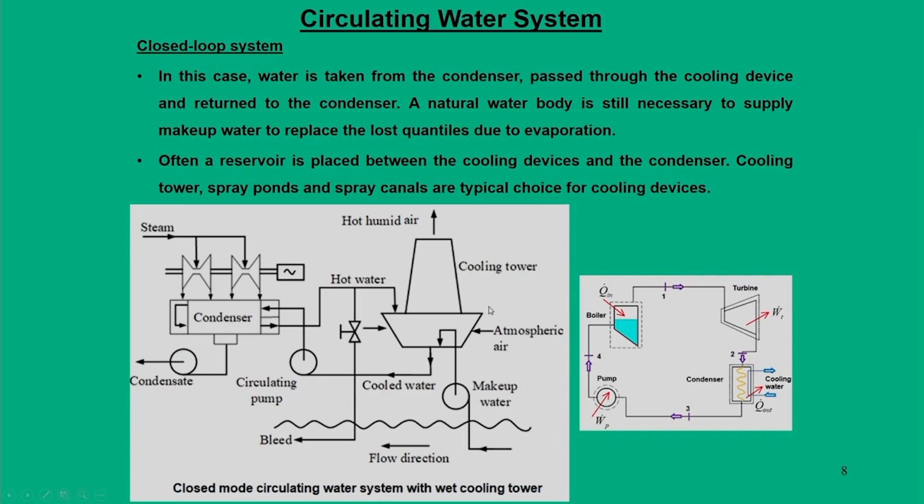Again, this is a closed system mode. In the closed loop mode, the essential requirement is the cooling tower, which we will discuss in more detail in the subsequent part. Apart from cooling tower options, the earlier options for heat disposal systems could be a spray pond or spray canals. So, there are other substitutes for cooling devices.